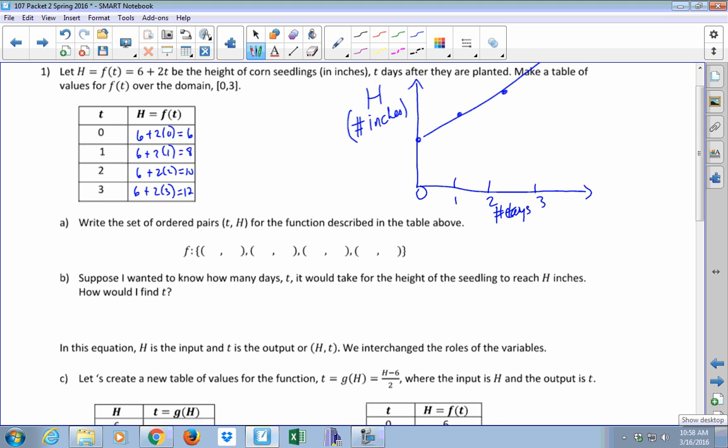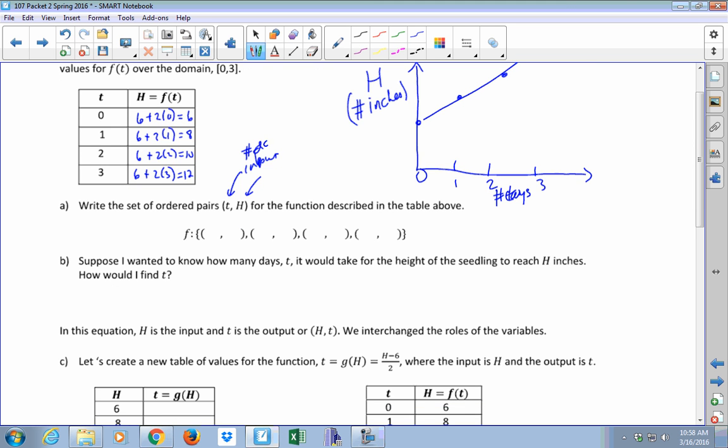So my ordered pairs has t for the input and the height. So the number of days is the input, and the height in inches is the output. So I have 0, 6, 1, 8, 2, 10, and 3, 12. So that's the set of 4 ordered pairs. There are 4 solutions for this function.